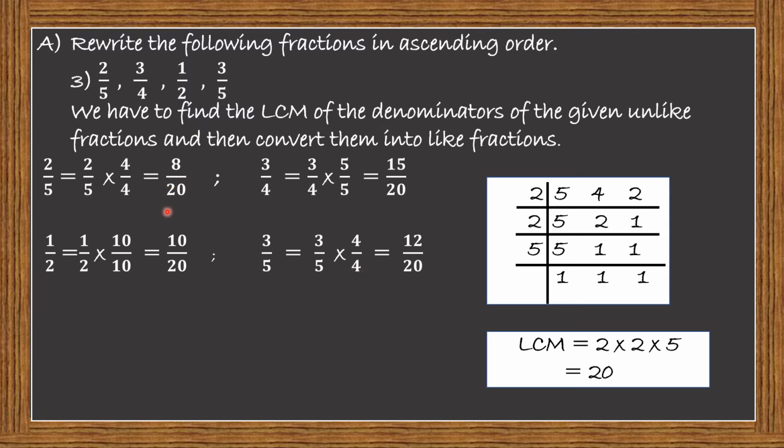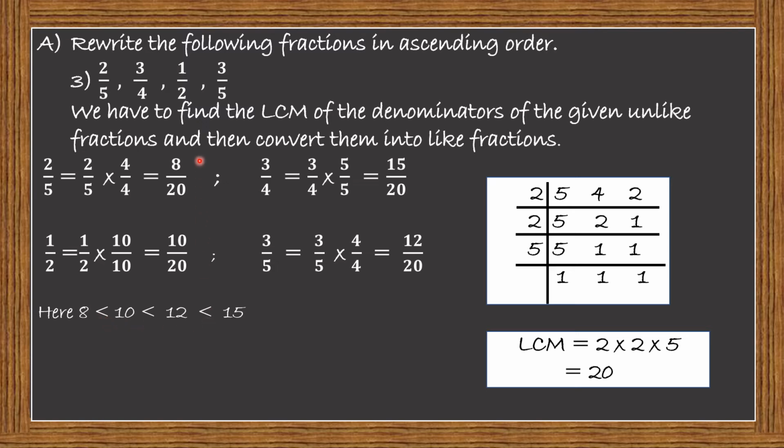Now see these fractions carefully. This is 20, this is 20, this is 20 and this is also 20. These are the fractions with the same denominator. So we can compare the numerators. Here the numerator 8 is smaller than 10 and this 10 is smaller than 12 and this is smaller than 15. Okay, so this is the arrangement of ascending order of the fraction.